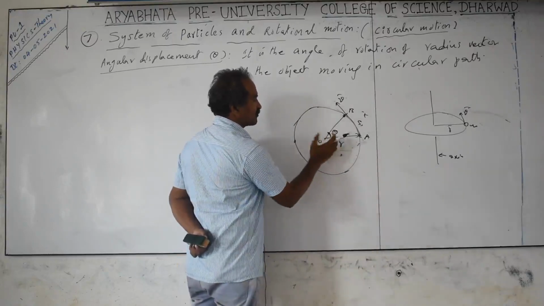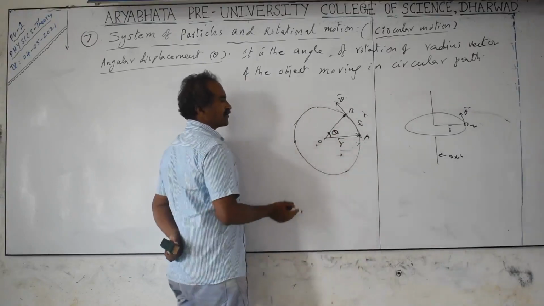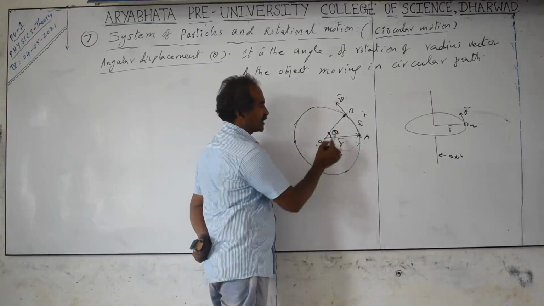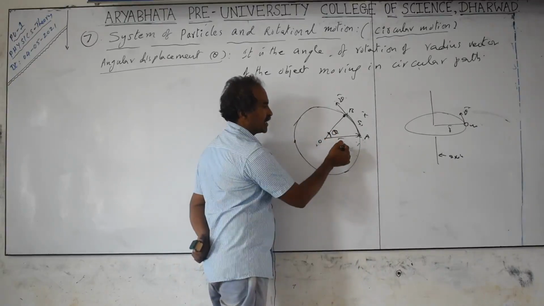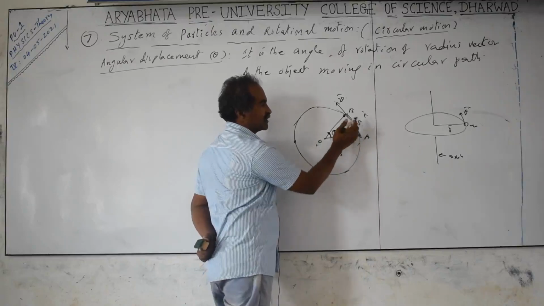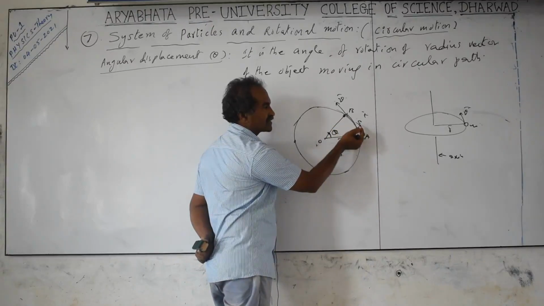The angle of rotation itself is called angular displacement. The SI unit of angular displacement is radians. And from geometry we know that theta is equal to arc length s by radius r. Theta is equal to s by r. s is a length, a distance only, r is also a distance, not a displacement.